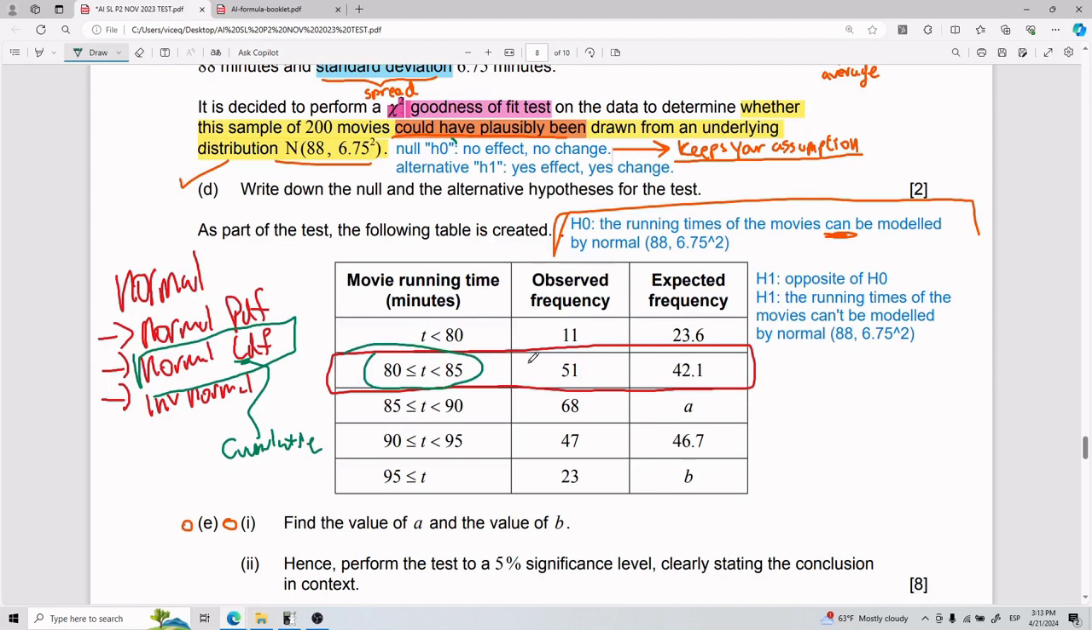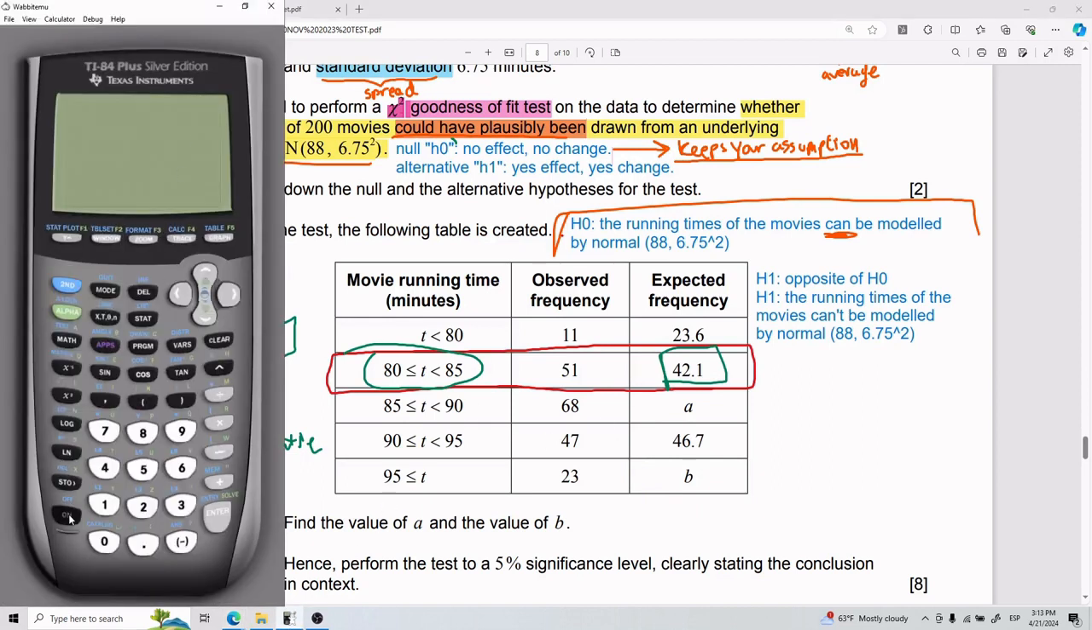So let's better try to understand how they got the 42.1. Once we understand how they got 42.1 on this example, finding a and b is going to be very easy. See? So how did they get that 42.1? Well, we can go to the calculator, and because it's a normal distribution, I can go to stat.